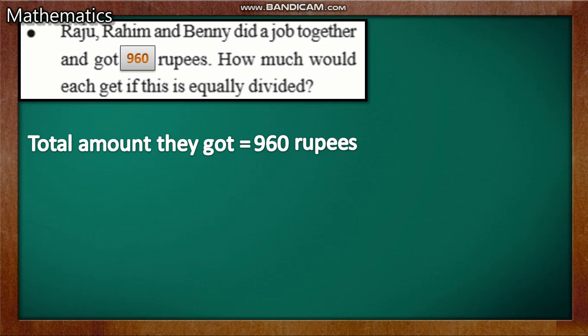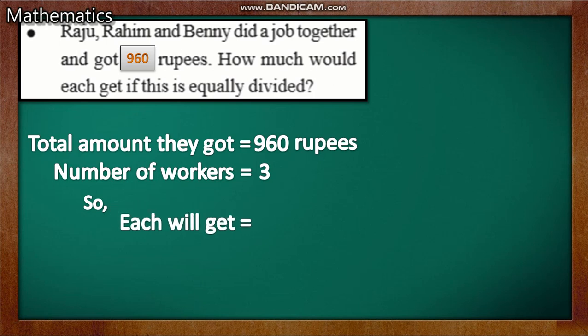Then how many members are there? Number of workers: Raju, Rahim, and Benny, that is 3. Ready? Then what is the question? How much would each get? So each will get how many rupees? That is 960 divided by 3. We have to divide the total amount among the 3 persons. That is 960 divided by 3.